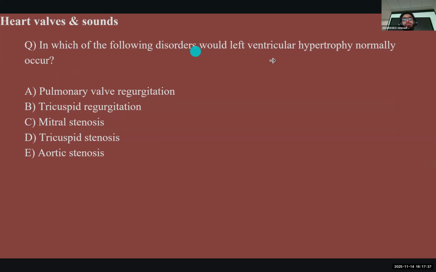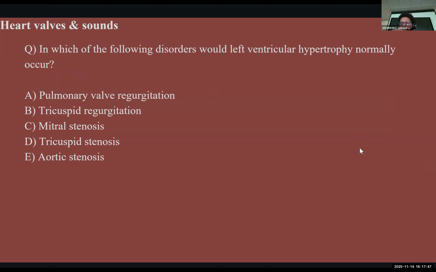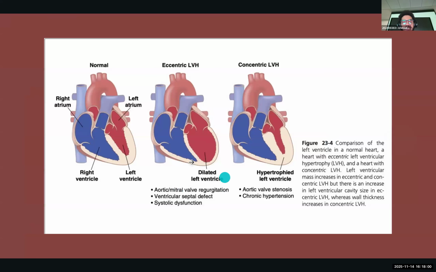Second question. In which of the following disorders would left ventricular hypertrophy normally occur? We got an E, we got a C. Let's see what the answer is. The answer is indeed E. It's a simple recall question from your slides. Just remember that hypertrophy occurs with aortic stenosis, while dilation occurs with aortic or mitral valve regurg.